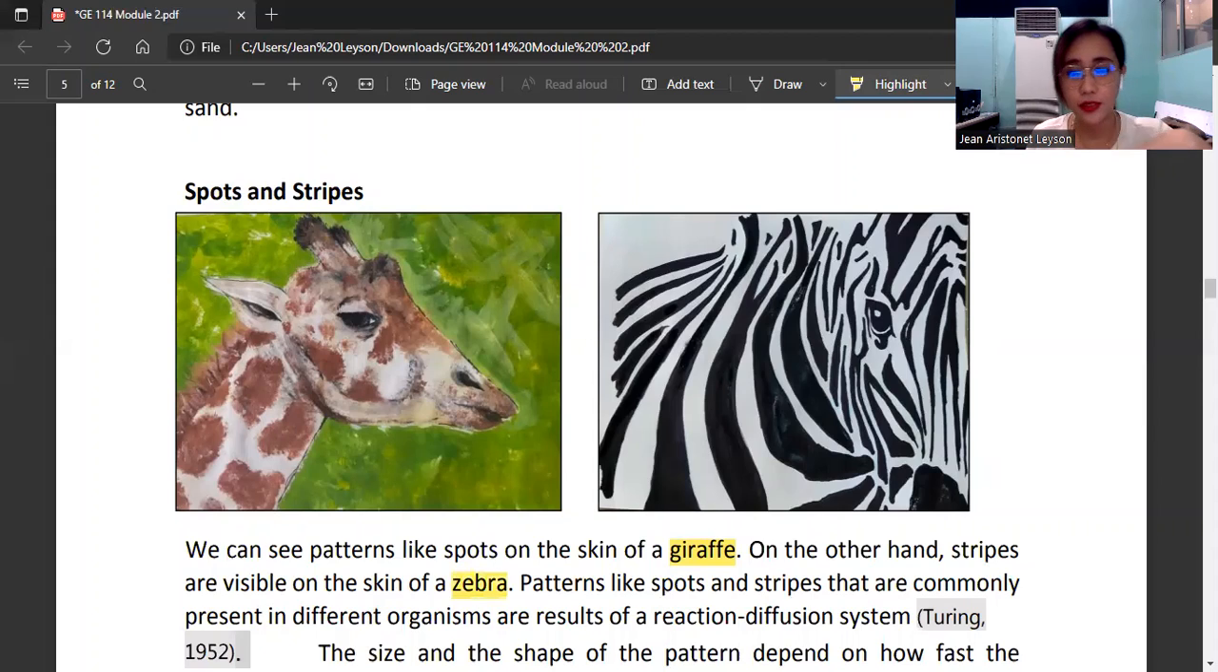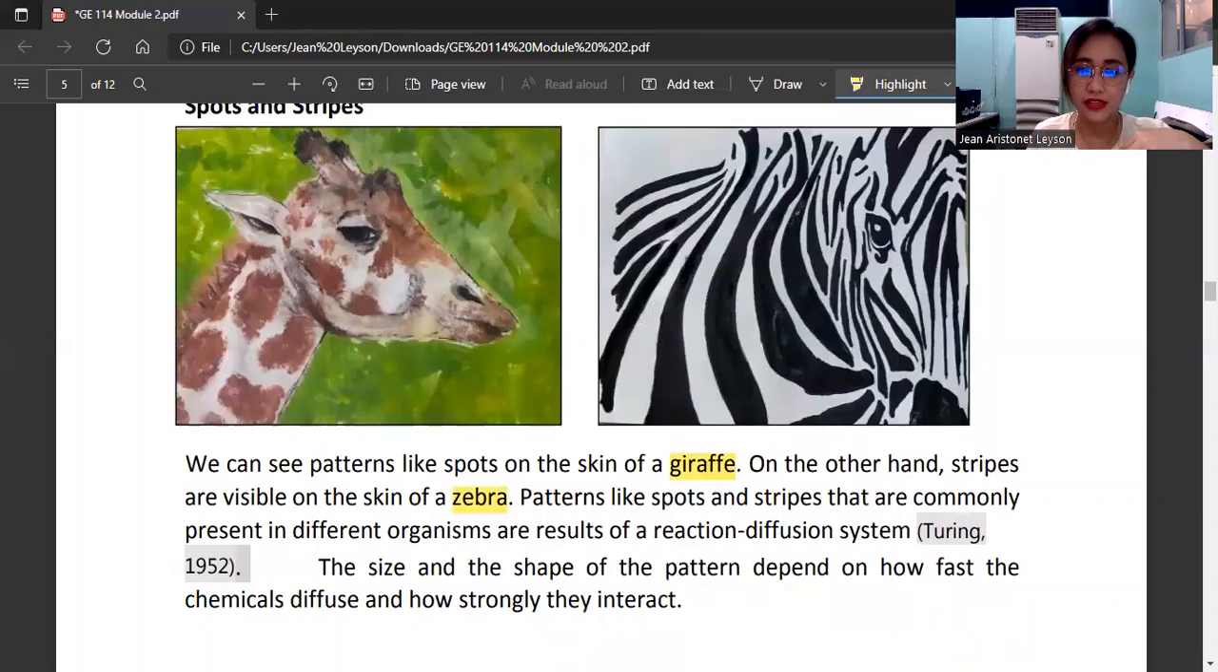Patterns like spots and stripes that are commonly present in different organisms are results of a reaction-diffusion system. The size and the shape of the pattern depend on how fast the chemicals diffuse and how strongly they interact. So those patterns, the spots and the stripes, are caused by certain chemical reactions that occur in their bodies.